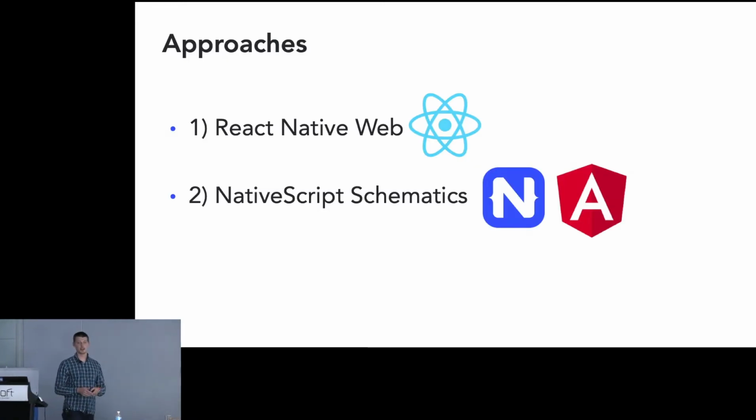The two that I'm going to talk about today, which I think are pretty cool, newer approaches for tackling this problem. One is called React Native Web, which comes out of the React Native community. And another is called NativeScript Schematics, which is something that I've been involved with, and we have some of the NativeScript team throughout this room. It's a collaboration between us and the Angular team.